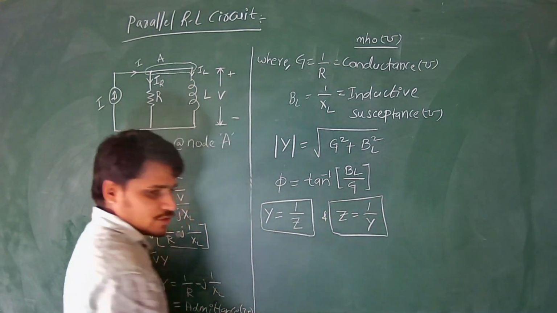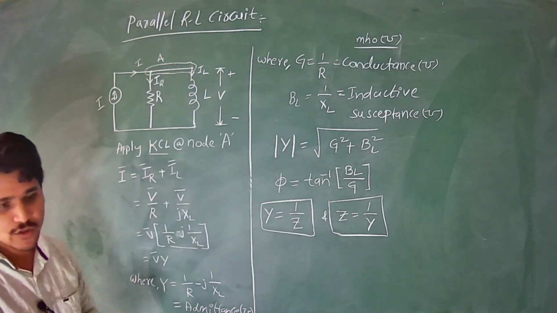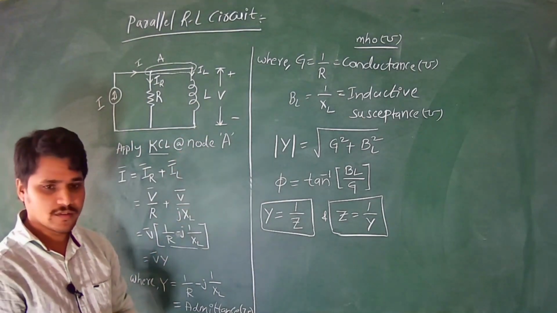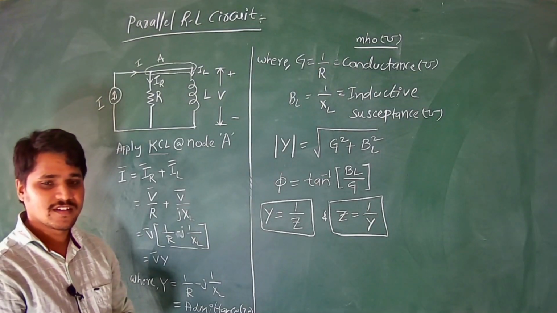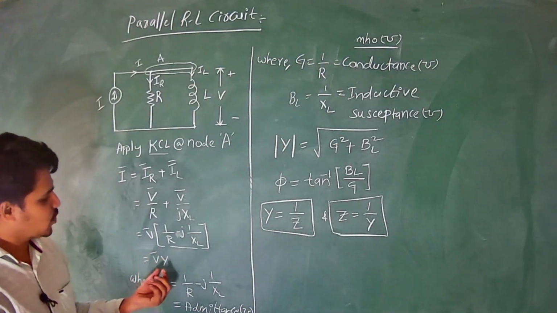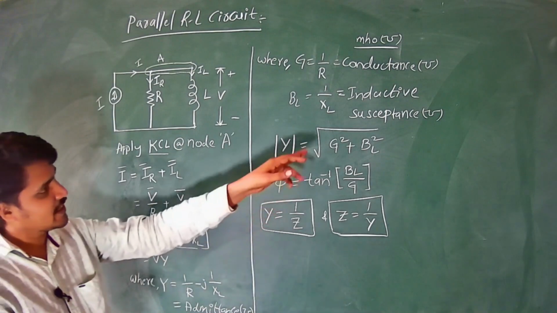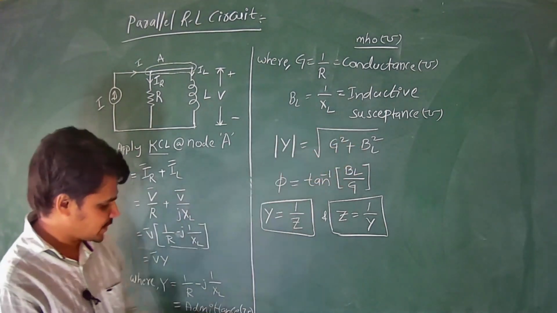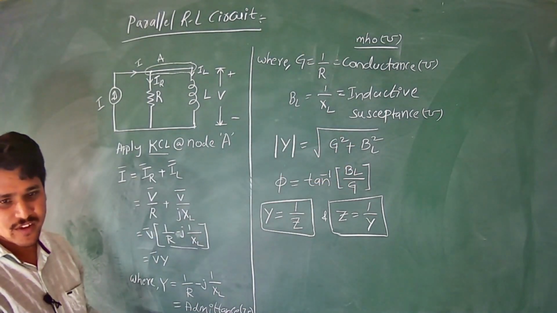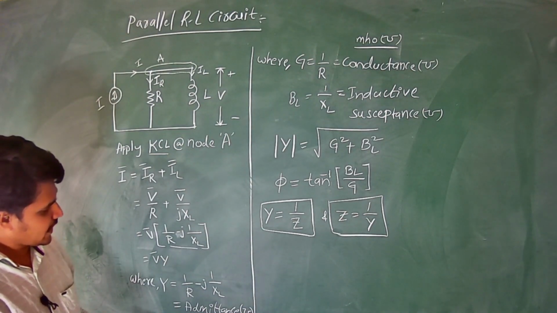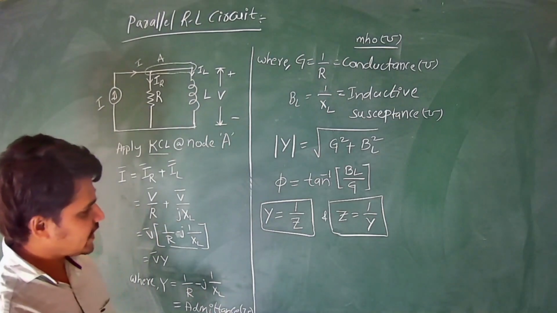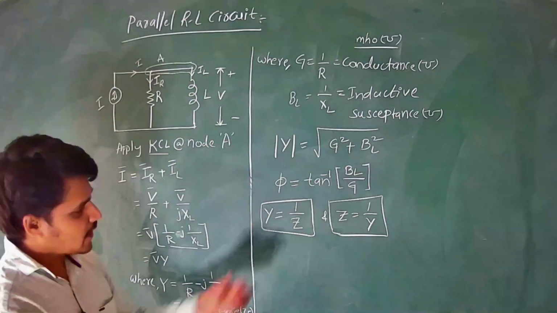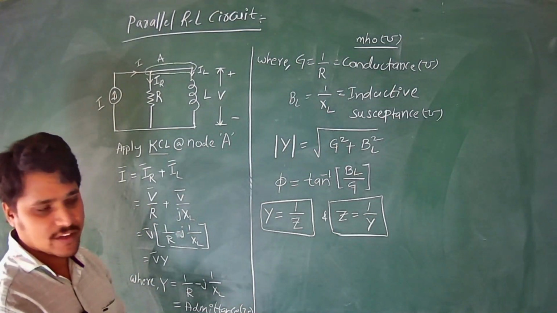We have studied already the series RL circuit. For series RL circuit, Z is equal to R plus jXL. So for parallel RL circuit, Y is equal to G minus jBL, where G is equal to 1 by R, and B is equal to 1 by XL. So this is the analysis of the parallel RL circuit.